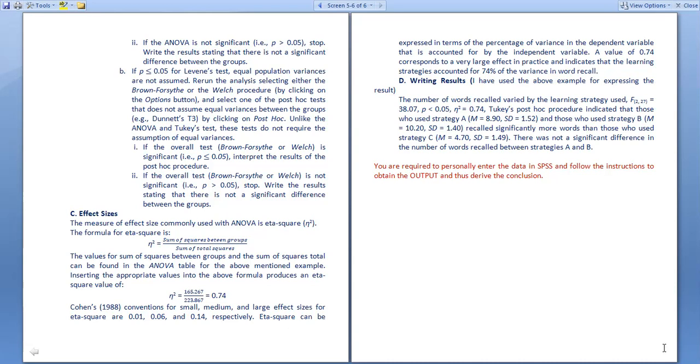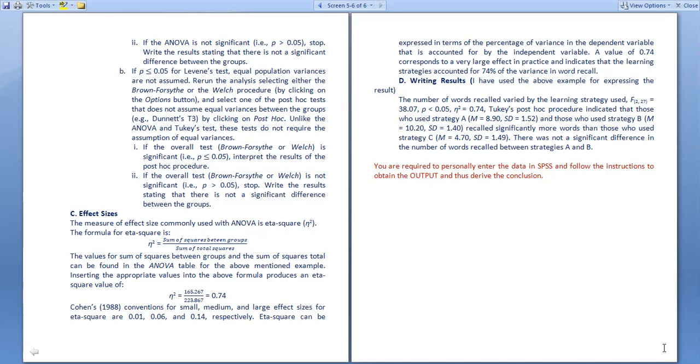Therefore, the effect size is large. So it's 74% of word recall that is explained. The value of 0.74 corresponds to a very large effect in practice and indicates that learning strategies accounted for 74% of the variance in word recall.